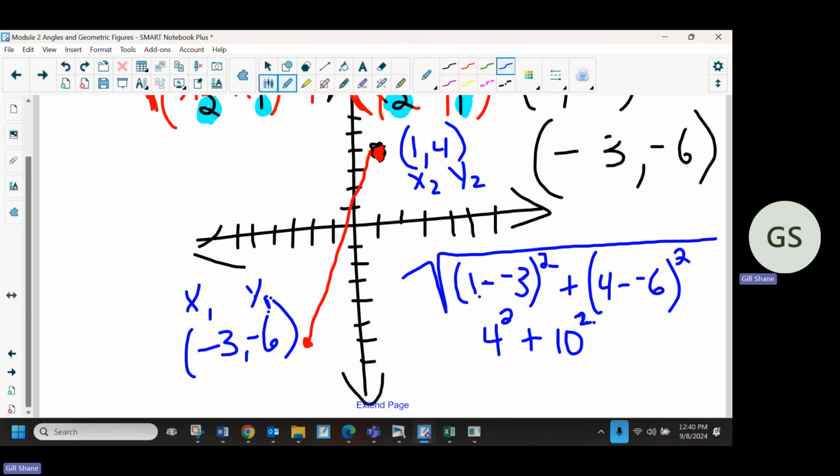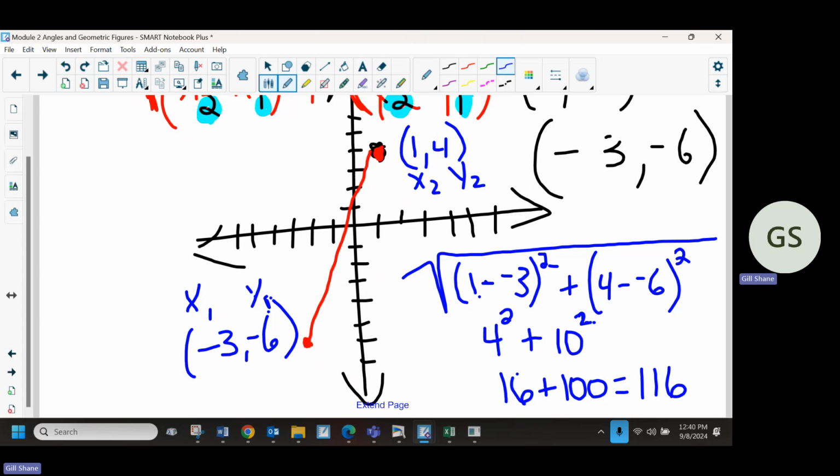So I get 16 plus 100. I just squared those. So 4 times 4 is 16. 10 times 10 is 100. That equals 116.